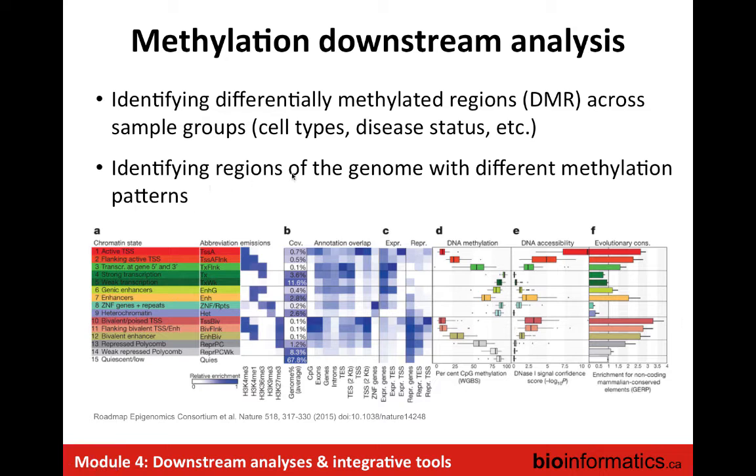This graph is from the Roadmap flagship paper, which was looking at the methylation patterns of different regions of the genome, whether transcription start sites for genes, introns, exons, and so on. With a high number of samples, they realized that the transcription start site seems to be less methylated and more accessible to transcription machinery.